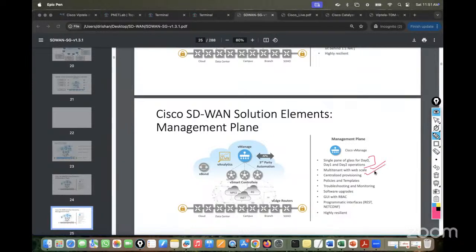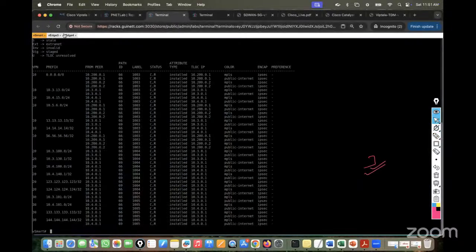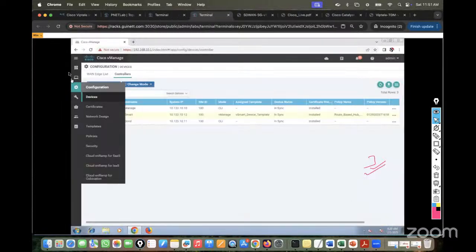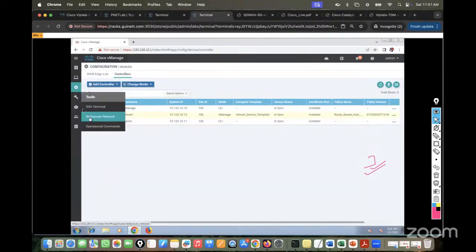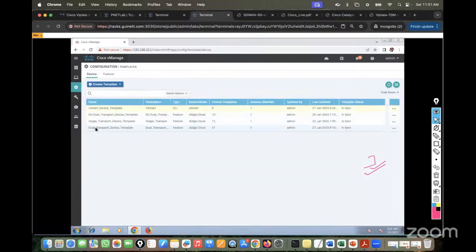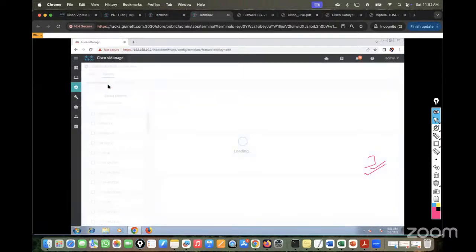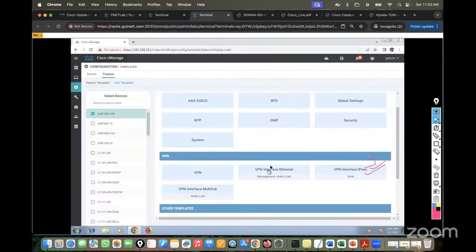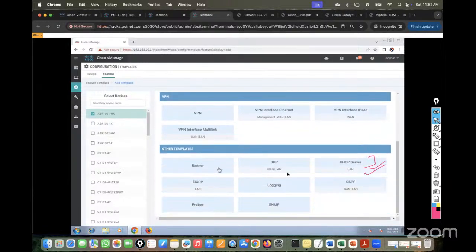Centralized provisioning means sitting in a single vManage. See here, this is my vManage. I can do all the configuration here. I can create a template, a feature template, any BGP or OSPF configuration. Probably you're not able to understand what this is, but let's suppose I want to create NTP or OMP; you can see BGP, OSPF. So we can create all that configuration from the vManage.